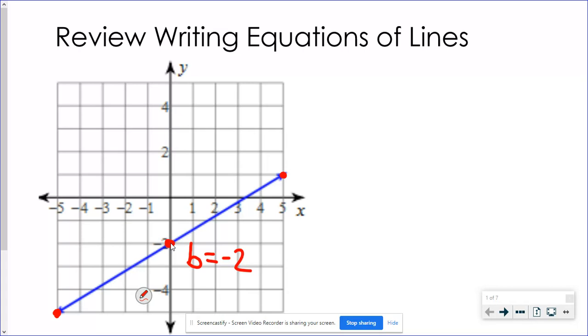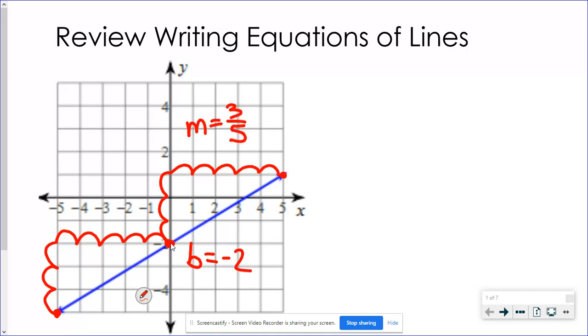Now, this is a positive slope, so I should be able to count my slope, which is going to go up 1, 2, 3, and sideways 1, 2, 3, 4, 5. And I should be able to do that again, up 1, 2, 3, 1, 2, 3, 4, 5. So that means that my slope is 3/5. And I already knew that my y-intercept was -2, so my equation would be y equals 3/5 x plus a -2 or just -2. Whichever way you'd like to write it is fine.